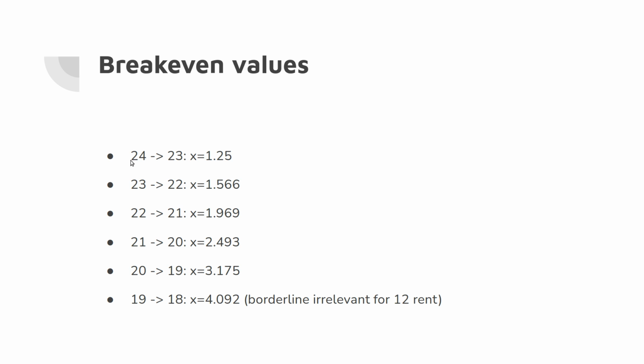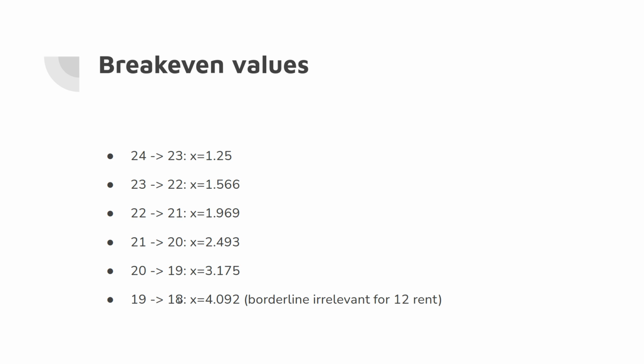But we can get some useful answers from plugging these numbers in and solving for x. If we're looking to remove the 24th symbol and go to 23, then the average value of the symbols in our inventory has to be 1.25 after we've removed our value 1 symbol. 23 to 22, 1.56, 22 to 21, 1.97, 21 to 20, 2.49, 20 to 19, 3.18. And then from 19 to 18, it's 4.09. And this is borderline irrelevant for 12 rent.